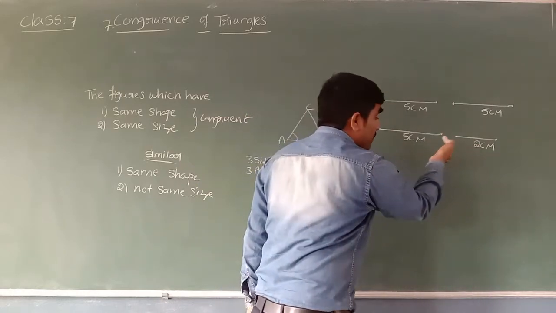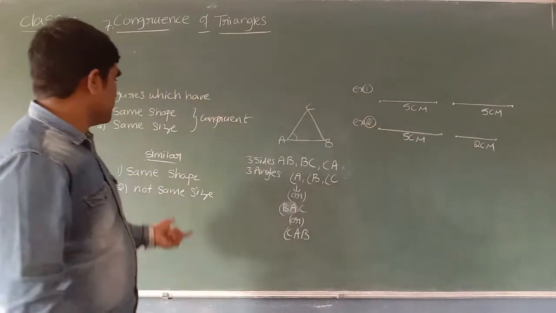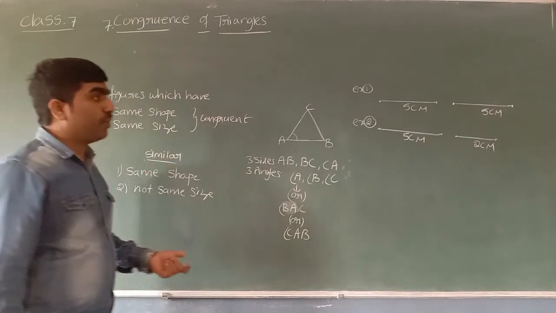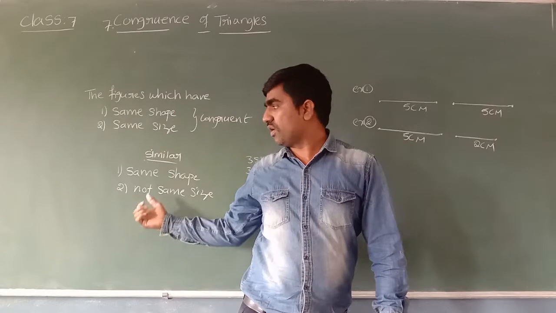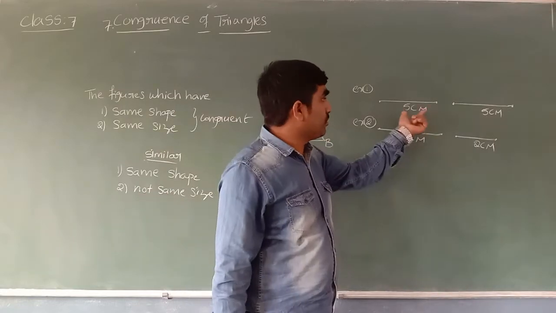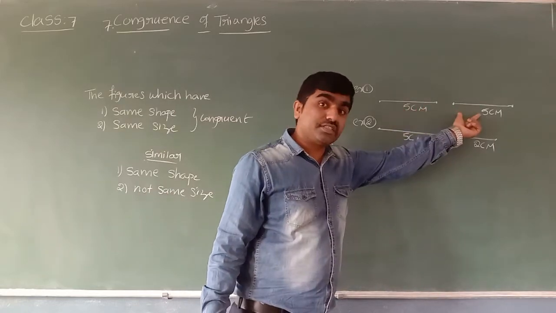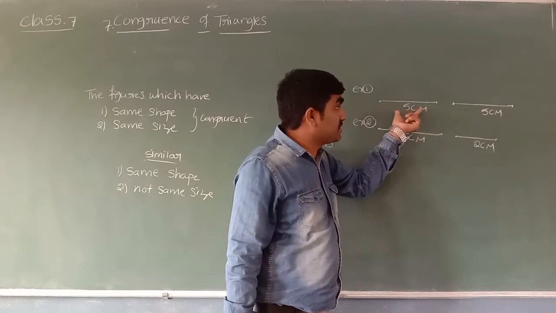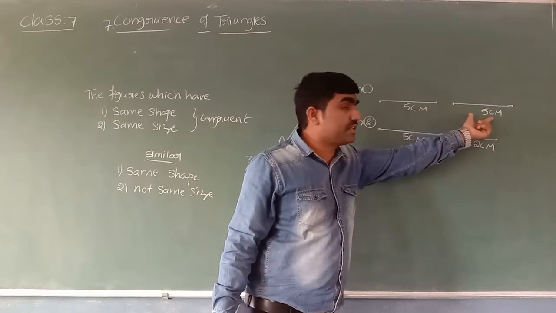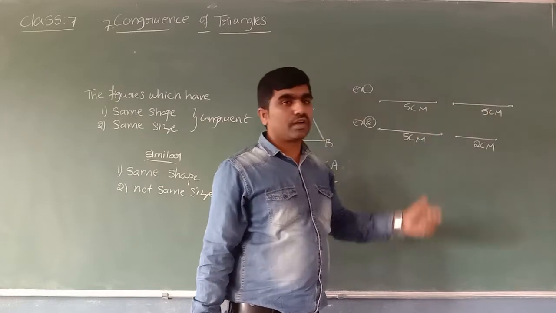Now what do we call these figures? They are called similar figures. Both are the same shape but not the same size, called similar. Sir, what about these two? Both are the same shape, line segment shape, and both are the same size, same length, 5 centimeters, 5 centimeters. So both are called congruent.